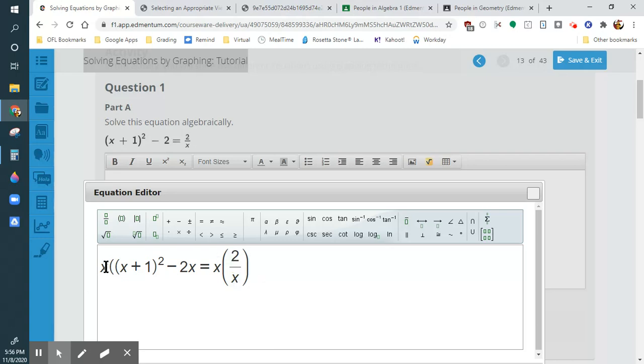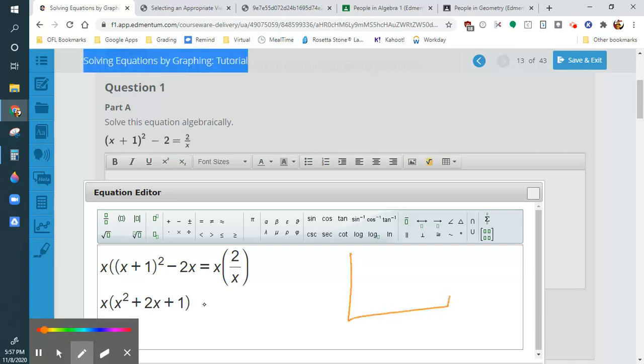I'm just multiplying both sides by x, and this ends up being x plus... I'm actually going to expand this x plus 1 into x squared plus 2x plus 1. You can just use the box method to verify that I got this right, but I'm basically doing x plus 1 times x plus 1. So x plus 1 on the left, x plus 1 on the top, and then we solve for it.